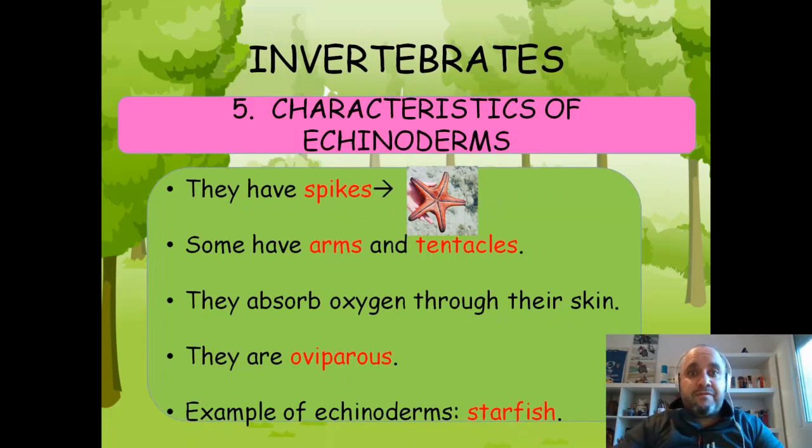Group number 5 of invertebrate animals, echinoderms. They have spikes, and some of them have arms and tentacles. They absorb oxygen through their skin. They are oviparous. This means that they lay eggs. And an example of echinoderms is this starfish.